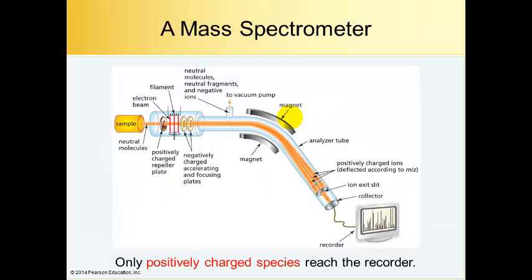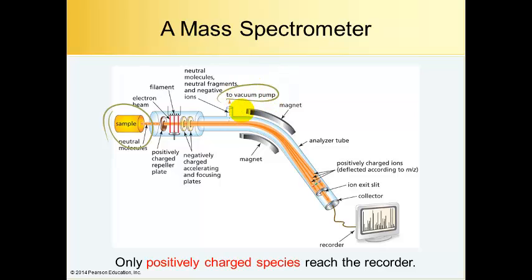Mass spectrometer, this is the instrument. So we have our sample here, and then we hit it with the electron beam, and we end up getting our radical cations here. Now, the neutral fragments, because they're not charged, are unaffected by the magnets, so they end up being sucked out to the vacuum pump.